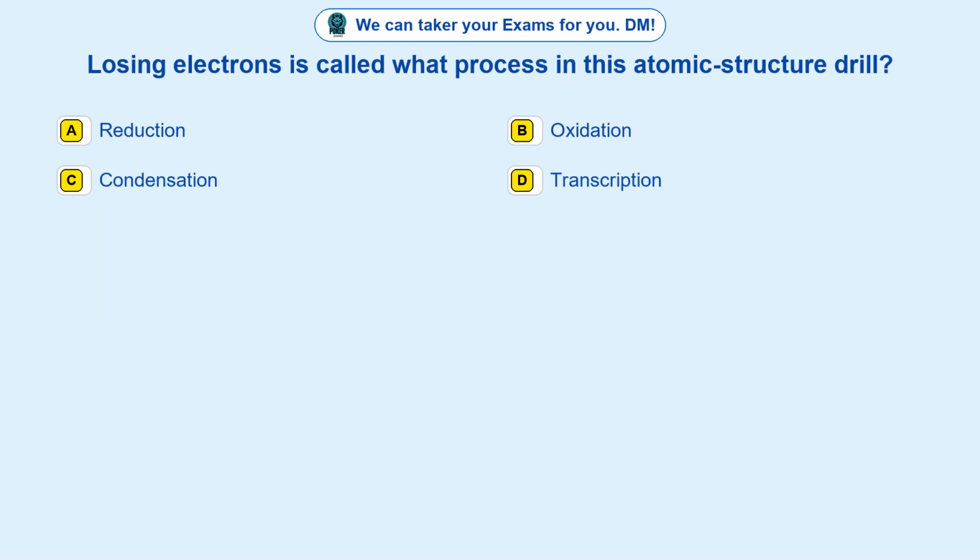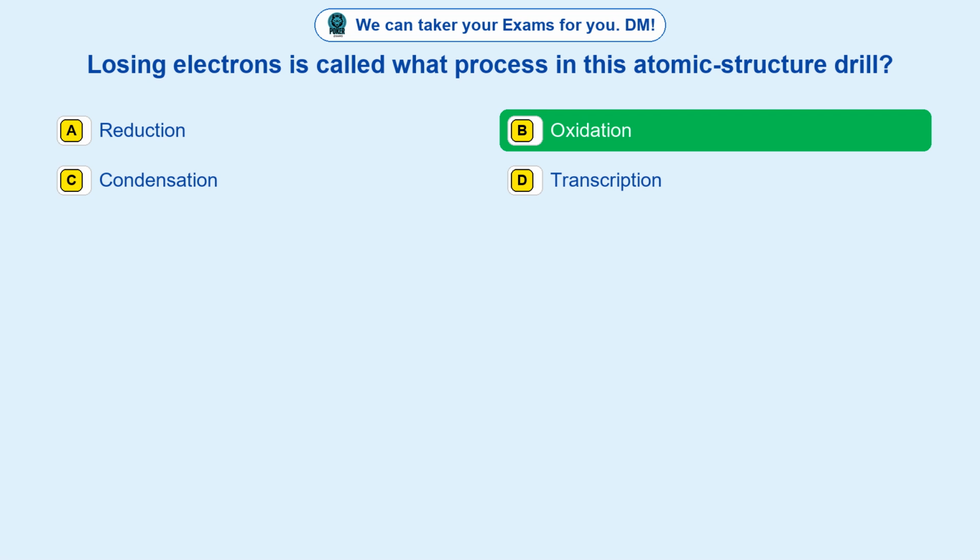Question 43. Losing electrons is called what process in this atomic structure drill? Option A, reduction. Option B, oxidation. Option C, condensation. Option D, transcription. The correct answer is option B, oxidation.